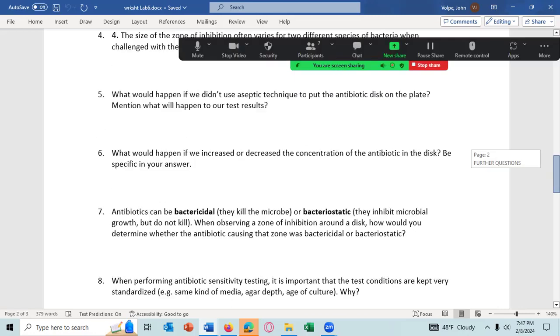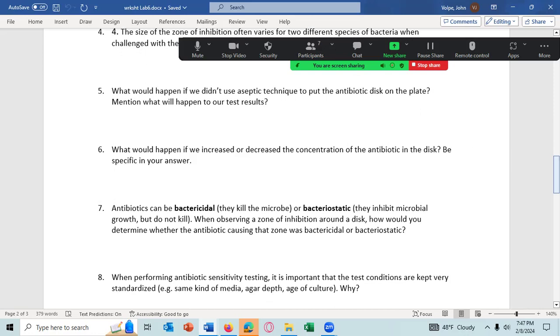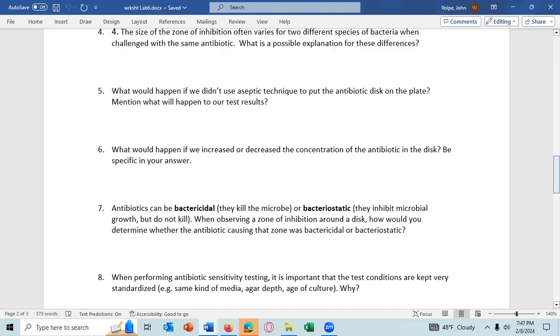6. What would happen if we increase or decrease the concentration of the antibiotic in the disc? Be specific in your answer. And for full credit, you must answer both what would happen if you increase the concentration in the disc and what will happen if you decrease the concentration of the antibiotic in the disc. If you only answer for one, you'll only get partial credit.